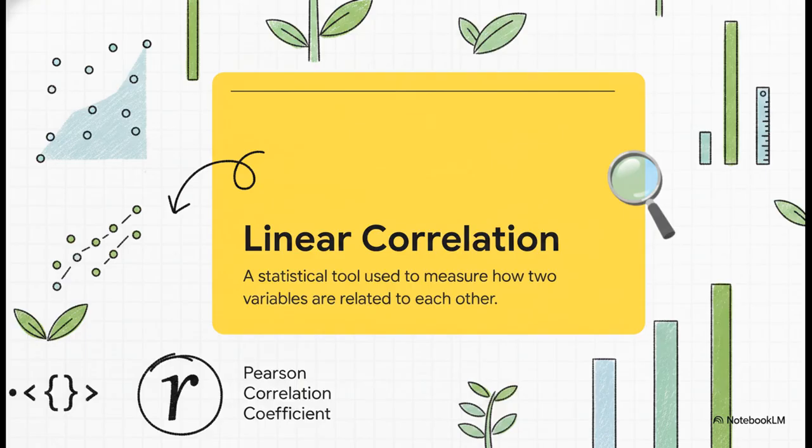Before we write any code, let's talk about our mathematical goal. We want to find the Pearson correlation coefficient, often just called R. This is a statistical tool that measures the exact strength and the direction of the relationship between 2 variables, in our case, plant height and leaf area. And it scores this relationship on a strict scale from -1.0 to +1.0.